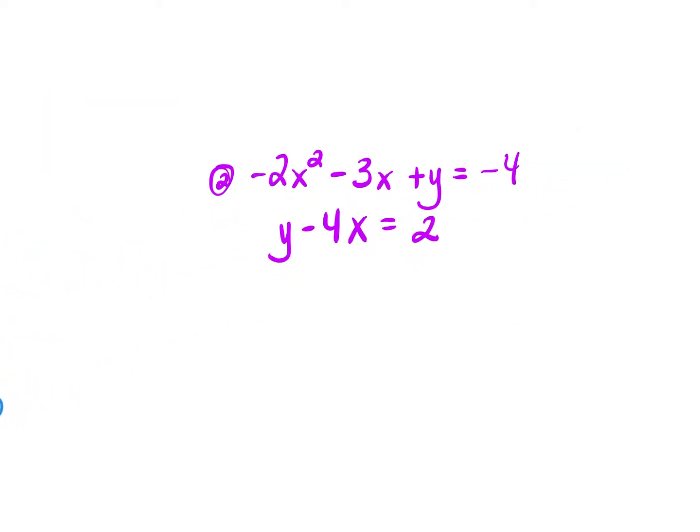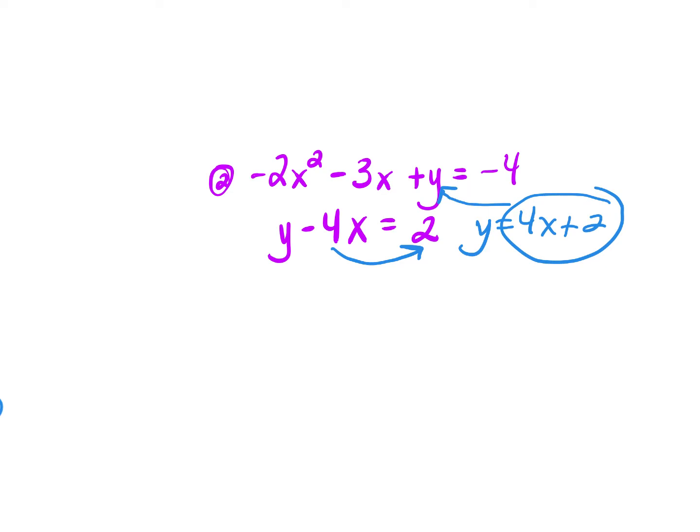Number 2. Which equation looks easier to take one and plug into the other? The bottom, right? Good. Let's make this say y equals. So I'm going to move negative 4x over here. What is that going to become? Y equals 4x plus 2, right? So I'm going to take this value and plug it in right there. So I have negative 2x squared minus 3x, instead of y, I'm going to put plus 4x plus 2 equals negative 4.